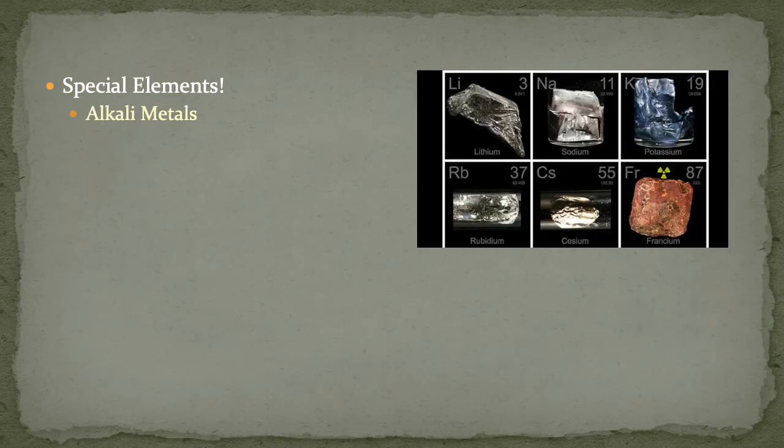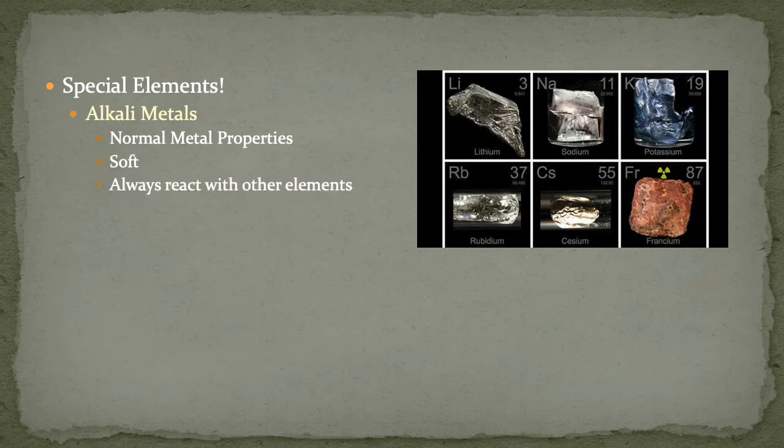The next group of special elements we want to talk about are called the alkali metals: lithium, sodium, potassium, rubidium, cesium, and francium. They tend to have normal metal properties. They're shiny, they're bendable, things like that. They conduct electricity and heat. But they also tend to be extremely soft. You can actually cut them, as we'll see in just a second. And they always react with other elements.